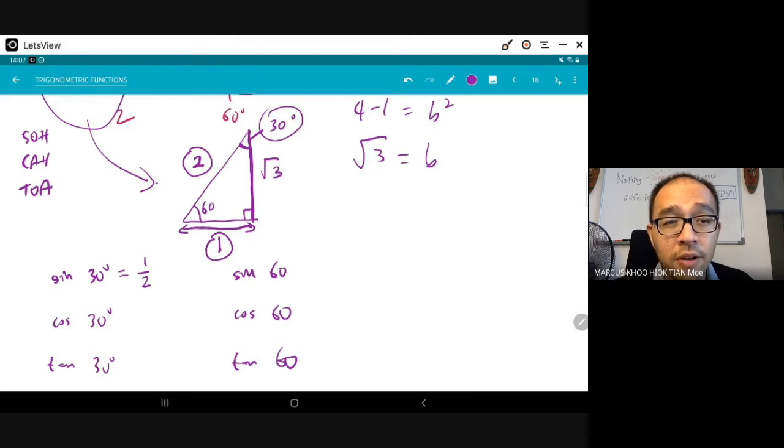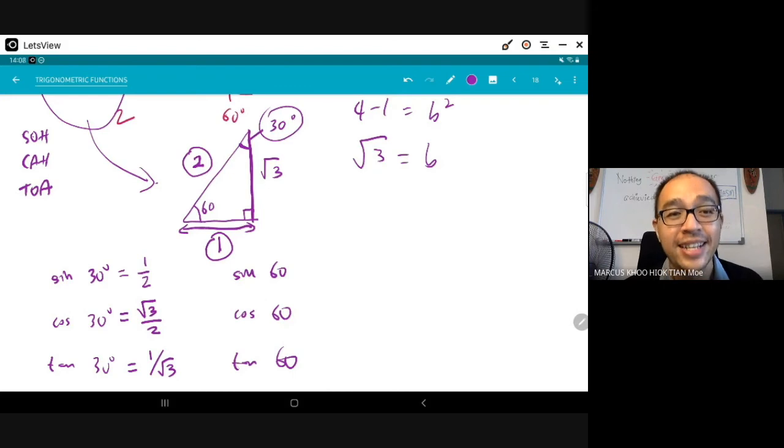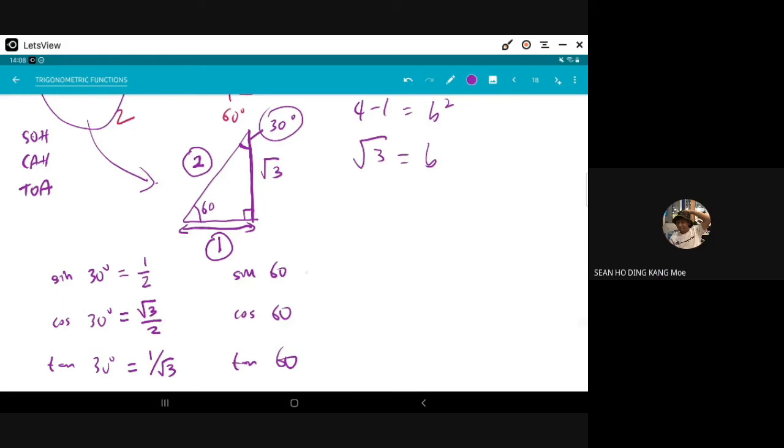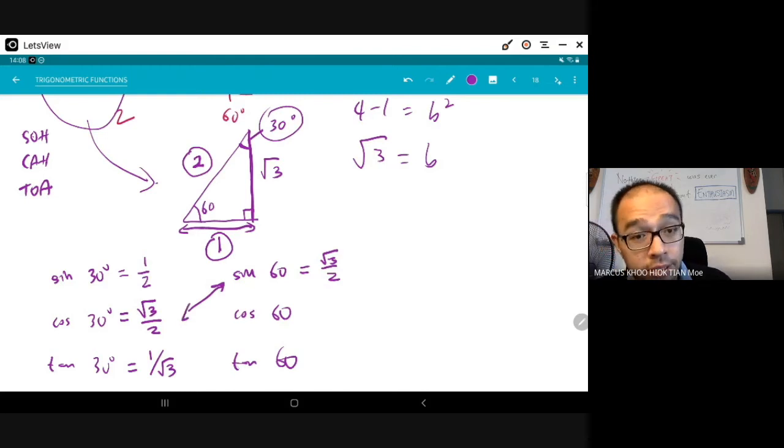What is the value of cos 30? Square root 3 over 2. Tangent 30? 1 over square root 3. Very good. 1 over square root 3. Sorry, I had to pause for a while. Sine 60. Square root 3 over 2. Square root 3 over 2 because they are complementary. And cos 60 will be 1 over 2.